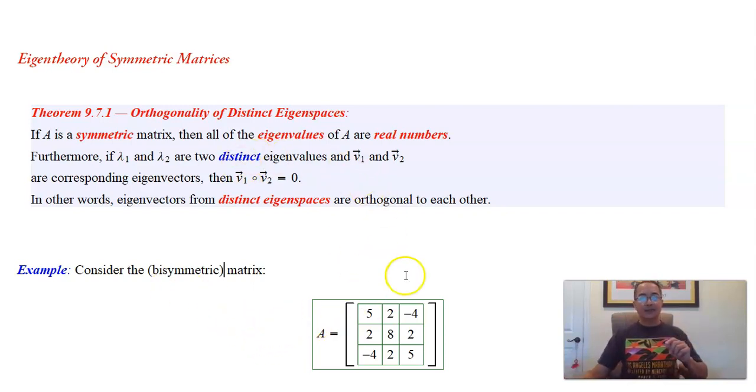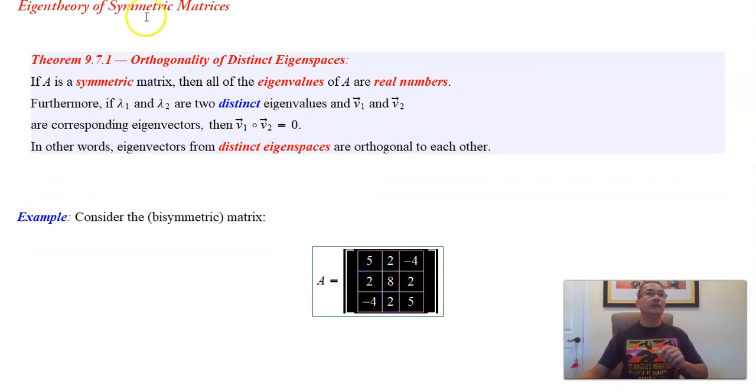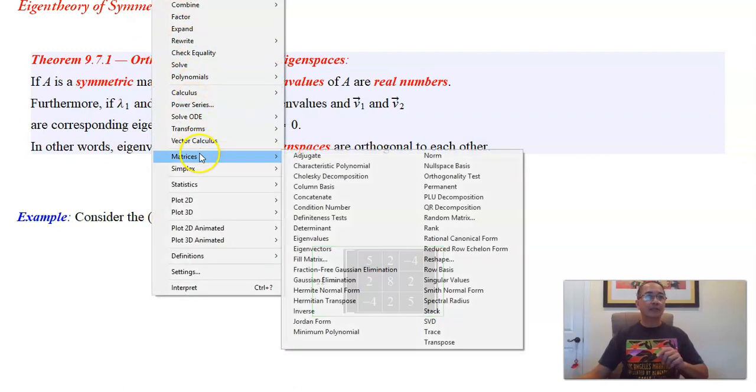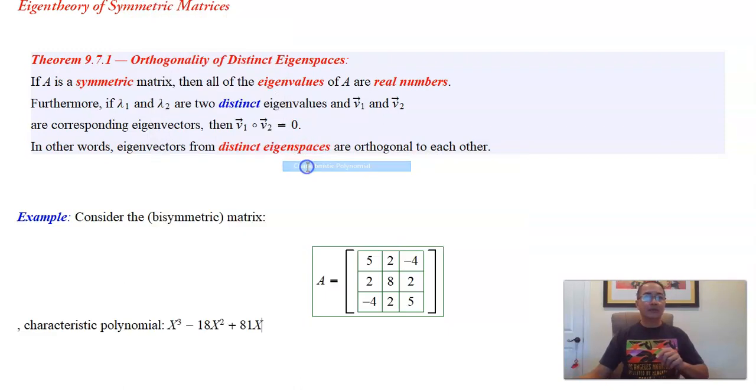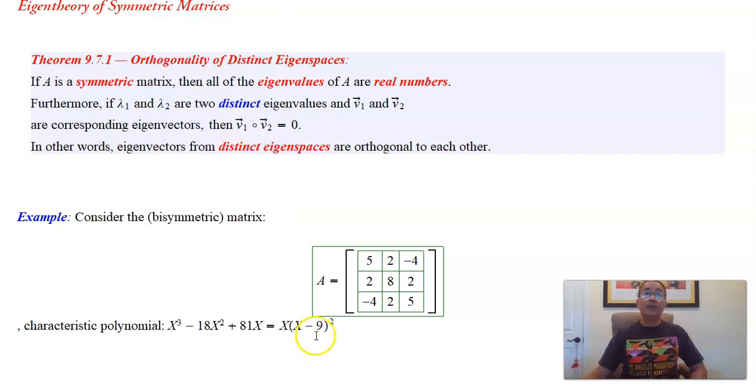Okay, so let's look at its eigenvalues, right? So let's go compute matrices, characteristic polynomial. Okay, so there it is. What are the eigenvalues? Well, compute, and will it factor it for us? Ooh, excellent. So therefore, the eigenvalues are 0 and 9. But 9 is a double root. Okay, multiplicity 2. I remember that term.